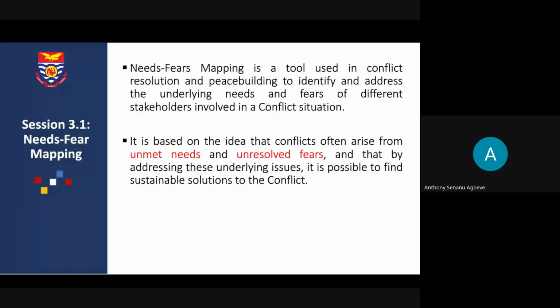Then one day you are there and you hear that there will be some reprisal attacks. He or she has also gone to retaliate, to kill people, and to appease themselves and then feel okay. Right. So that is what the needs fear mapping is used for. We are mapping the needs and the fears of the individuals. Then we identify areas where we can resolve or deal with to address the conflict.